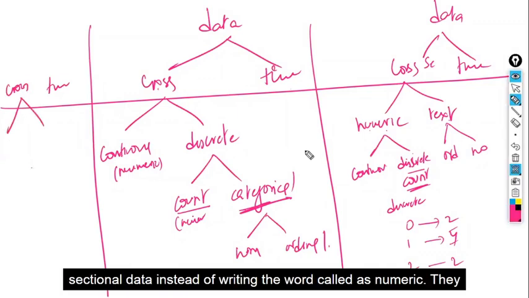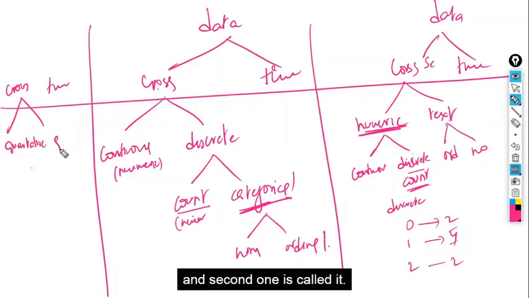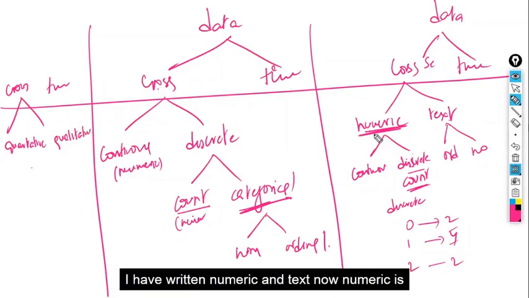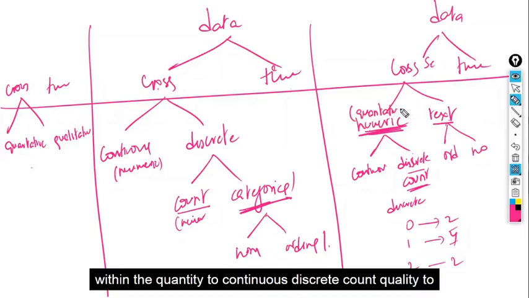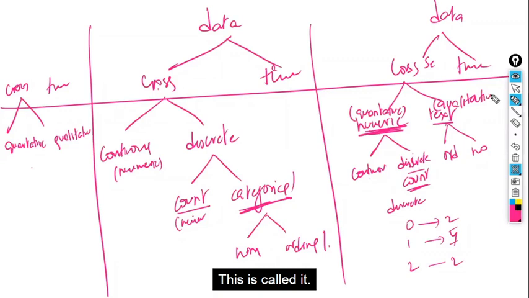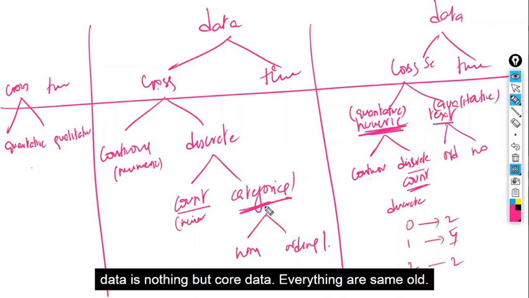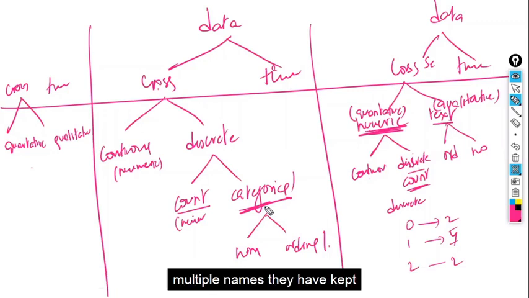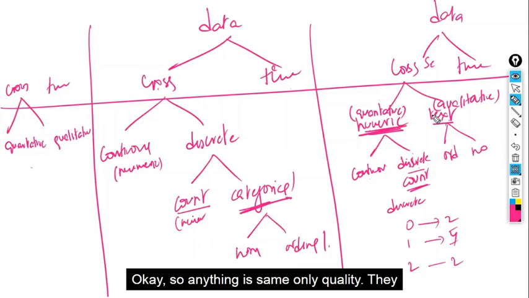Now the same cross-sectional data, instead of writing the word numeric, they will write the word quantitative. And the second one is qualitative. I have written numeric and text. Numeric is called quantitative. Within the quantitative, there are continuous and discrete count. Qualitative means text data. Text data is nothing but categorical data. Everything is the same only. They have kept multiple names, why? To confuse.